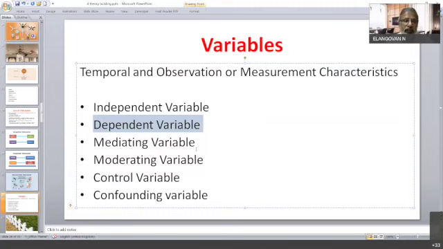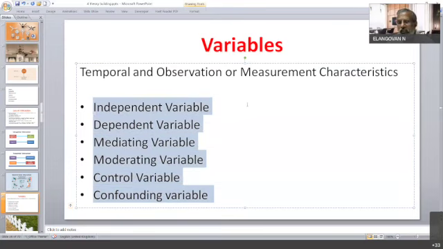Then we have a mediating variable, if something is in between, or a moderating variable, or a control variable, or a confounding variable. So a variable takes different names depending on its position in the relationship.